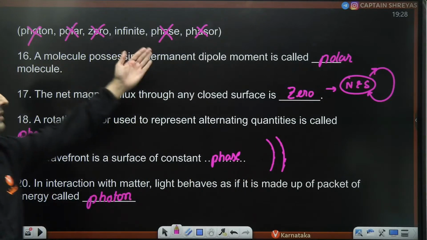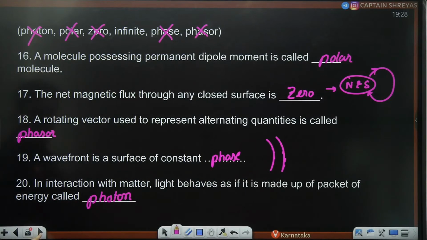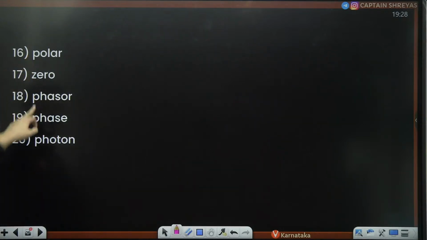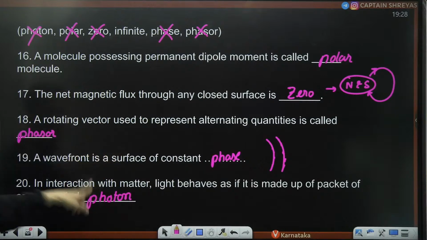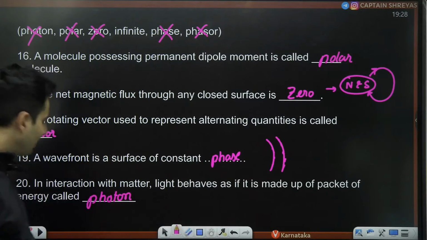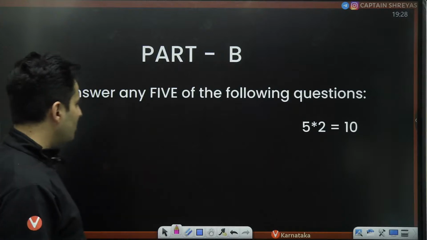All right. Not all of them might be useful. Polar, zero, phasor, phase, photon. Correct. Polar, zero, phasor, phase, photon. Perfect. We got it. Loving these sessions. Make sure you are liking it.